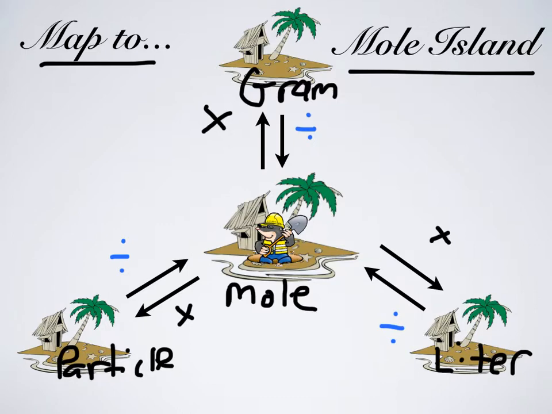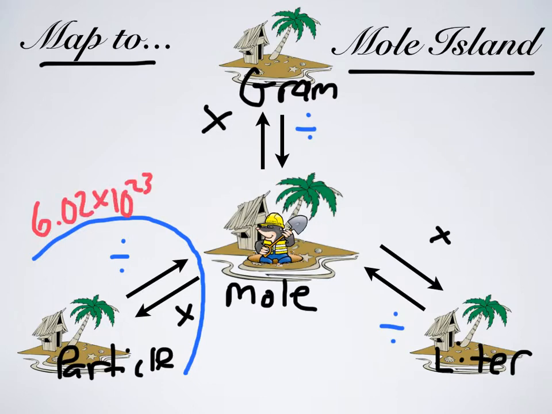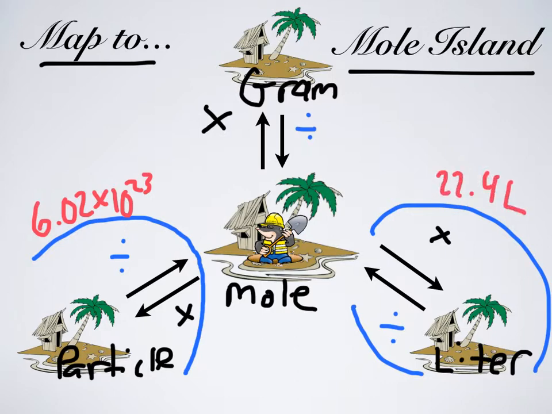Well, if I'm over here in Particle Island, okay, I use Avogadro's number as my conversion here. All right? So I use 6.02 times 10 to the 23rd. That's how I would get between these two units. On the other hand, if I'm over here on Liter Island, I'm going to use molar volume, 22.4 liters. If I am somewhere on Gram Island, I'm going to be using molar mass.